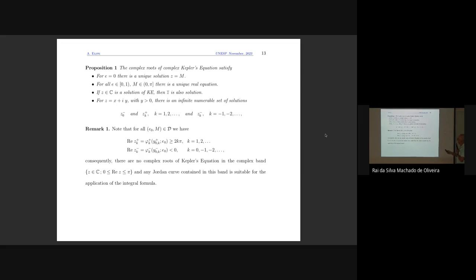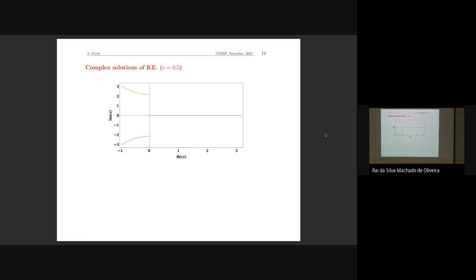That between 0 and 1, there is only a unique real solution, and if a complex number is a solution, the conjugate is a solution, and they are infinite. And with that, we can obtain the solutions. And this is the complex plane. So this case is for the eccentricity equal to 0.5.